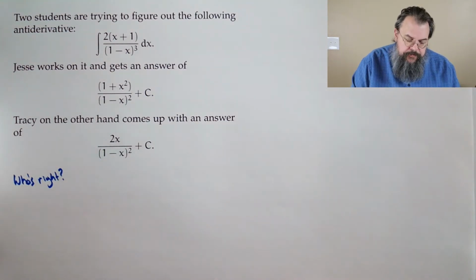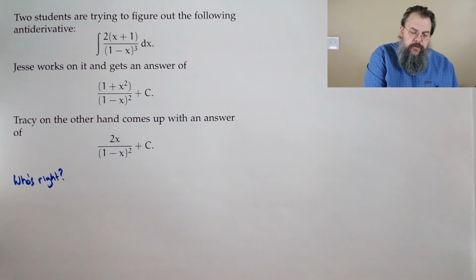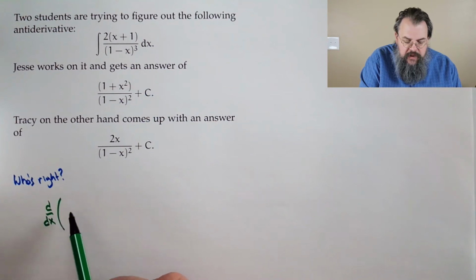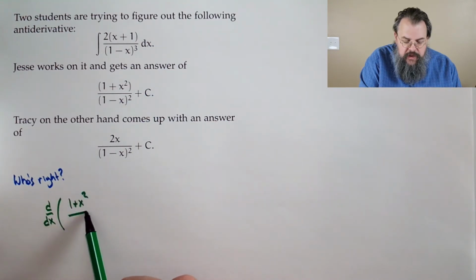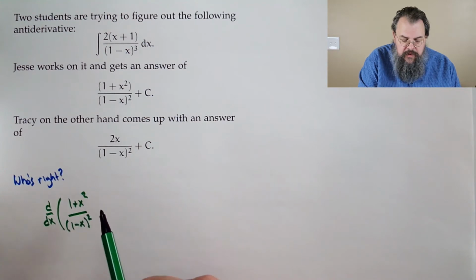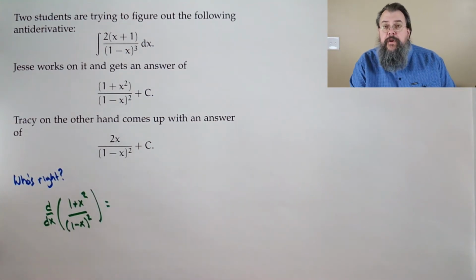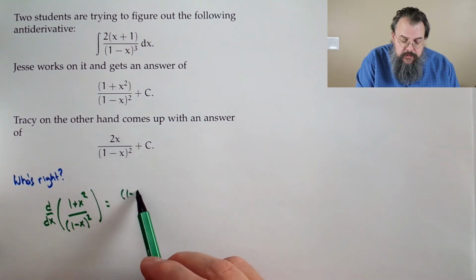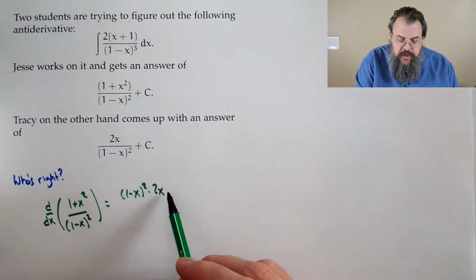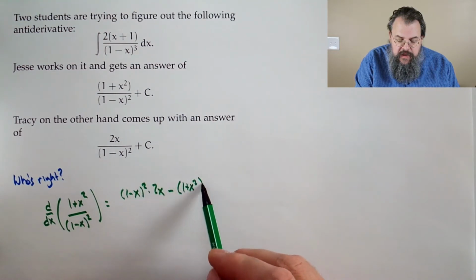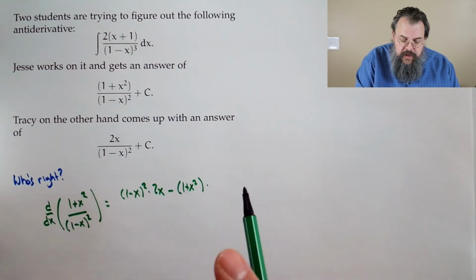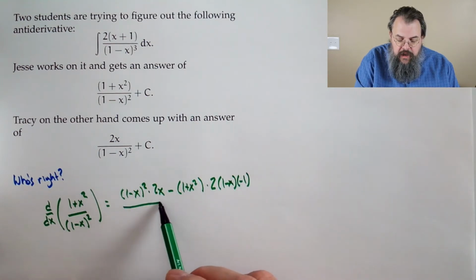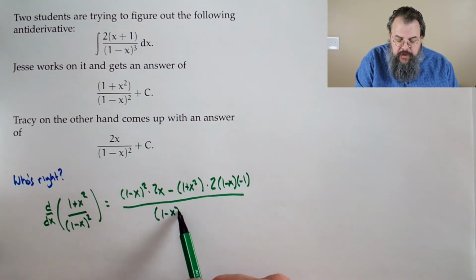Okay, well, so let's just start with something. All right, let's start with Jesse. All right, well, what do we get? Well, we're going to take the derivative with respect to x of (1 plus x squared) over (1 minus x) quantity squared. All right, that feels very quotient rule. So we're going to take the bottom times the derivative of the top minus the top times the derivative of the bottom. So let's be careful here. It'll be 2x times (1 minus x) minus (1 plus x squared) times 2 times (1 minus x) times minus 1, all of that over the bottom term squared.